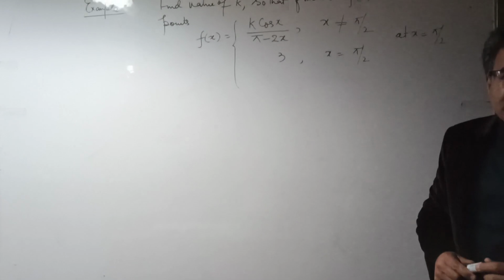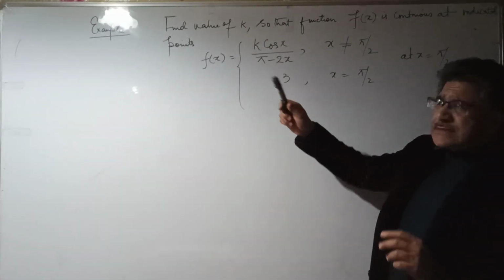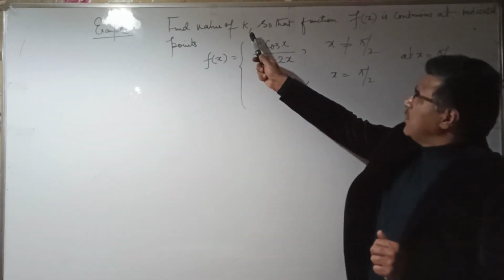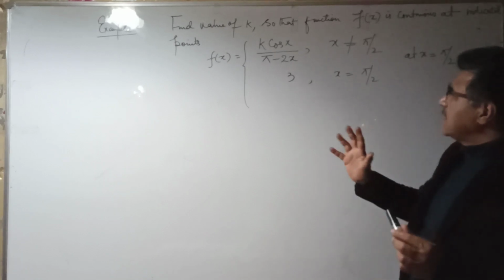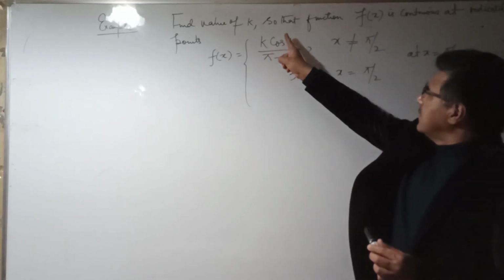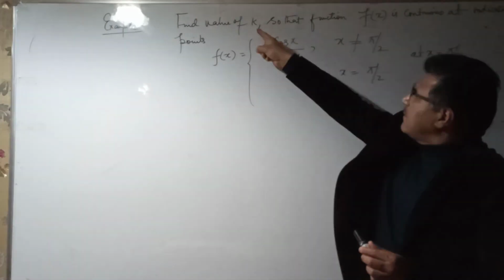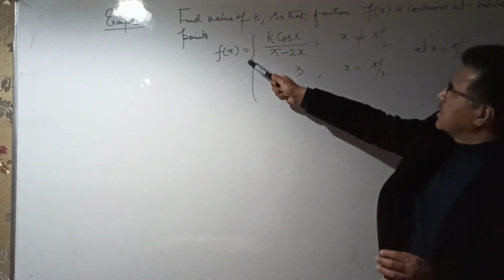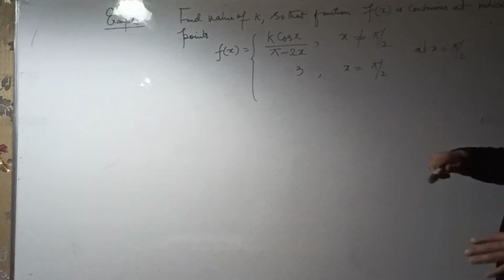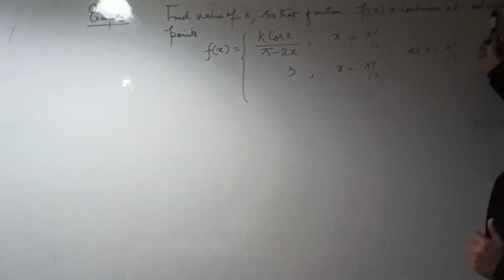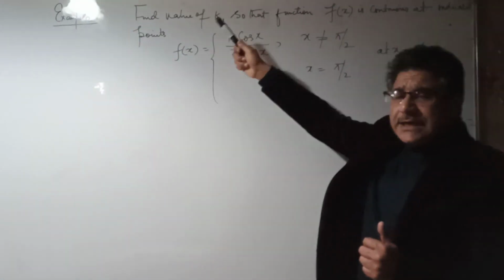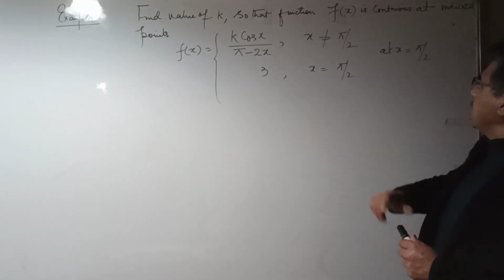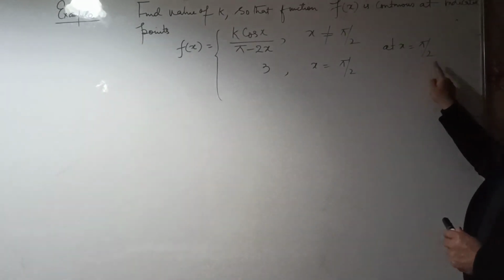Now another example. This one is slightly different. Find the value of k. Now we have to find the value of this k here, which is in the question. Find the value of k so that the function f(x) is continuous at the indicated point. Now what is the indicated point? The indicated point is x is equal to pi by 2.